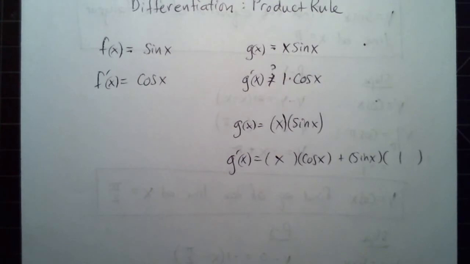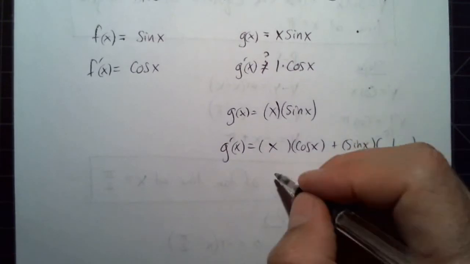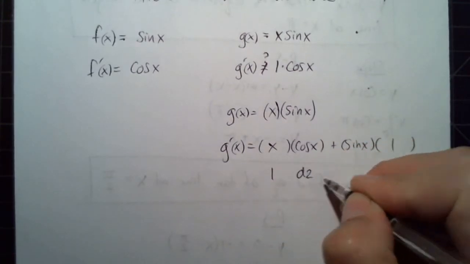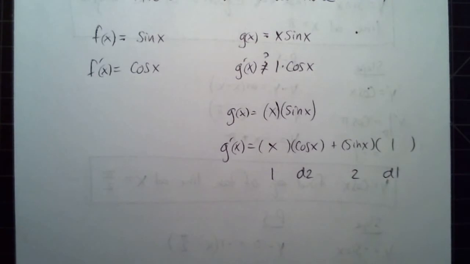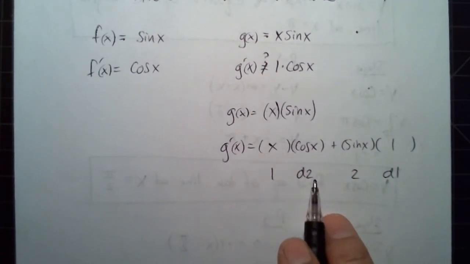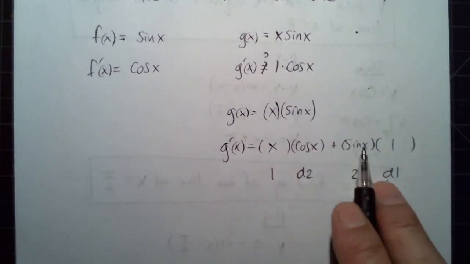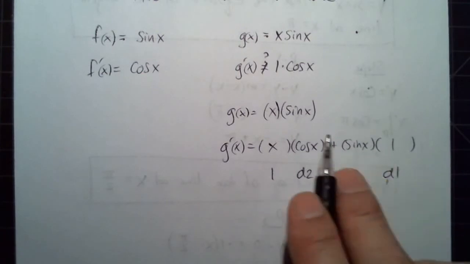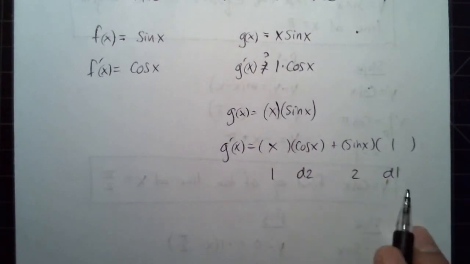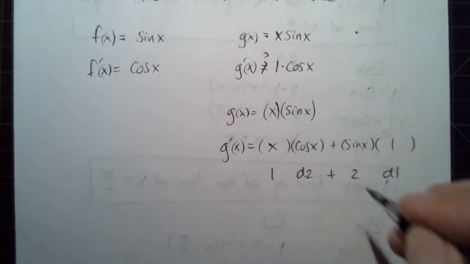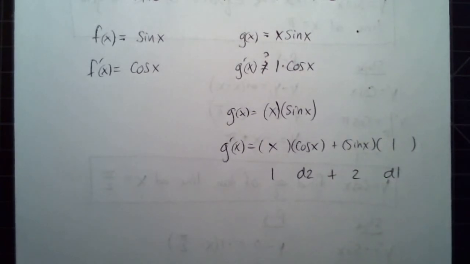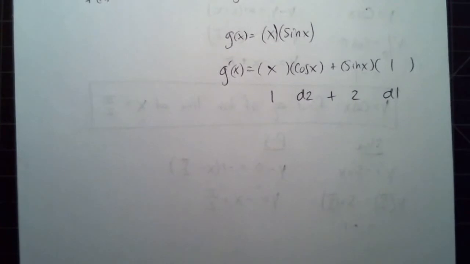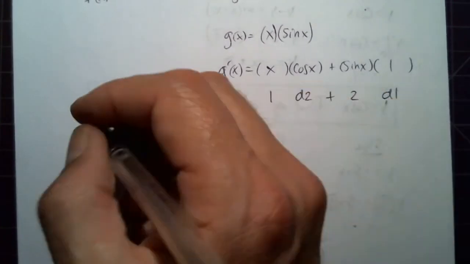You could make up some way of memorizing this. Some students like to say that this is 1d2 plus 2d1. So d stands for derivative, and 1 is the first, d2 is the derivative of the second, 2 means the second, d1 means the derivative of the first. 1d2, 2d1. So that's one way to help you remember it. So let's try a few.